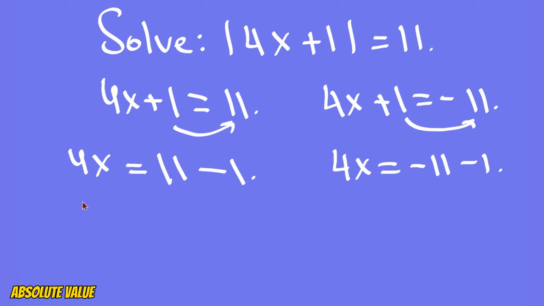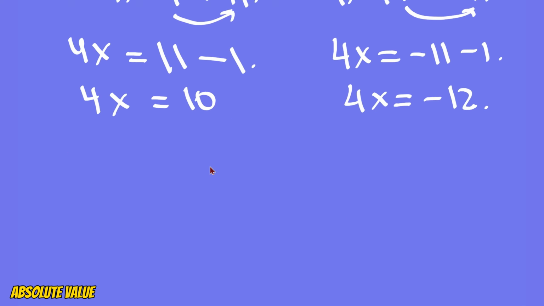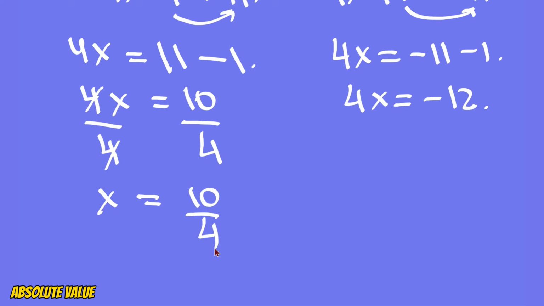Okay, so 4x, 11 minus 1 is going to be 10. So 4x is equal to 10. And in this case, 4x equals to minus 11 minus 1 is going to be minus 12. Nice and simple. Now we just have to divide everything by 4 in this case, right? So let's divide both parts by 4, okay, like this. So 4 and 4 cancels out. So no 4 here, so it's going to be equal to 10 over 4. That's one option.